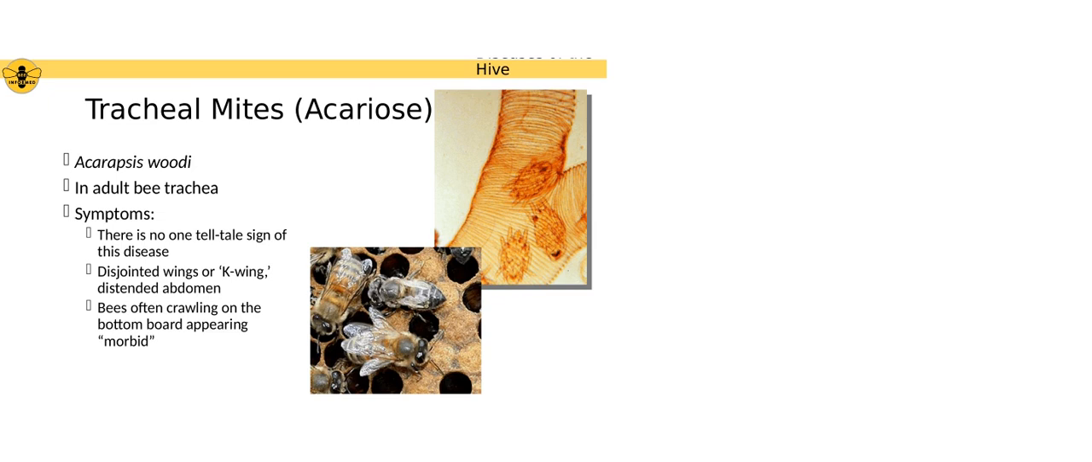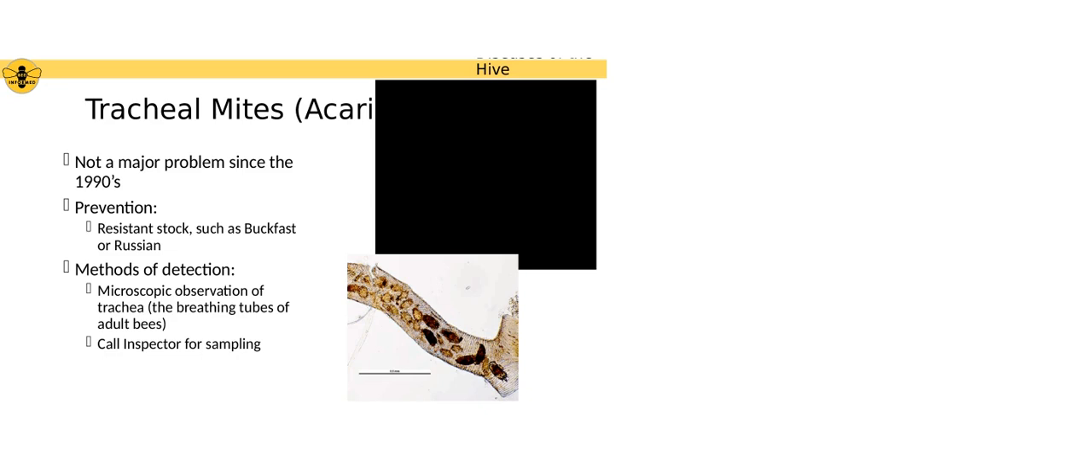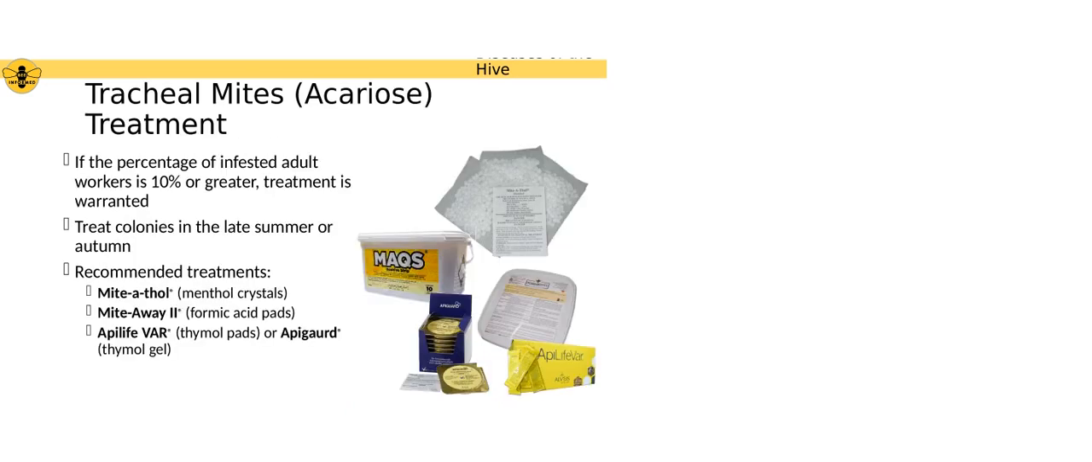And so that's actually the trachea of a honeybee with tracheal mites in it. And so it has not been a major problem since the early 90s. One of the preventions is to have resistant stocks such as Buckfast or Russians. It's also really not a problem anymore. So as long as your bees are acting healthy, it's not something to be concerned of. And we'll get to that in the next slide, why. But methods of detection, microscopic observation of the trachea and the breathing tubes, and an inspector can do sampling for that.